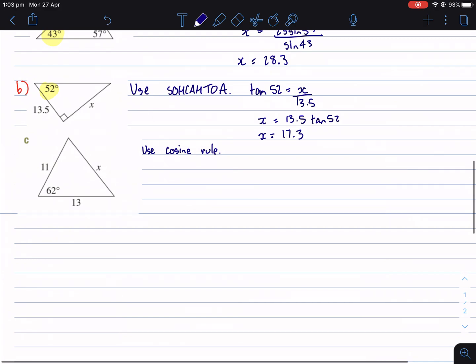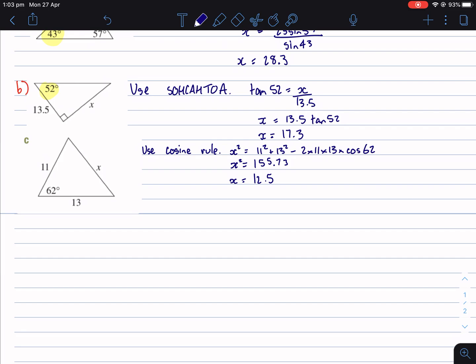So we know x squared equals 11 squared plus 13 squared, take 2 times 11 times 13 times cos 62. So x squared comes out as 11 squared plus 13 squared, take 2 times 11 times 13 times cos 62. I can't put things in my calculator without narrating. 155.73, etc. So x is the square root of that, which gives me 12.5. And yes, that's a 2.